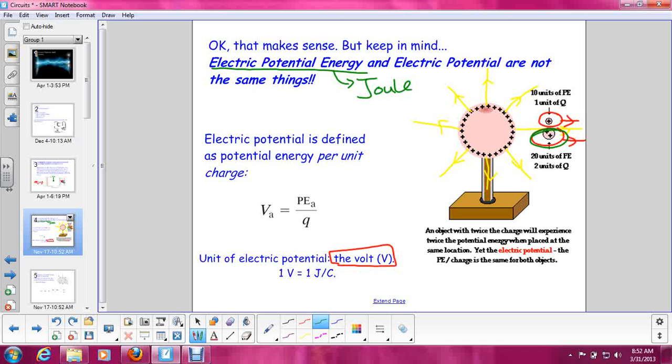If you think about Coulomb's law, when you increase the amount of charge between two objects, the force between them also increases. So the force pushing this charge away from the Van de Graaff is going to be greater than the force on this guy. And that's because it has more electric potential energy. But if we look at how much electric potential energy it has per unit charge, so we take away the factor of how much charge it has, they have the same amount of electric potential.